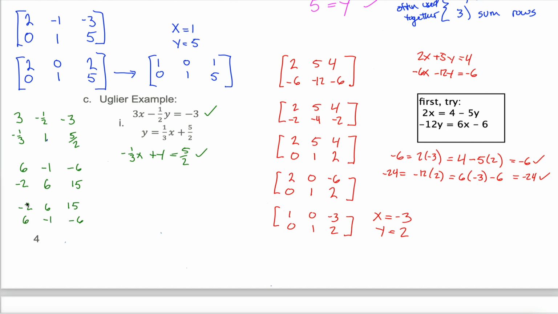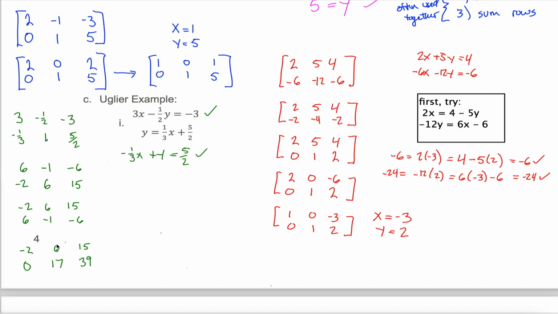Anyways, how would I get a 0 in this spot? Well, I'd leave my first row completely alone, -2, 6, 15. And then to get rid of this 6, I want to take this row and add 3 times this row. 6 plus 3 times -2 will give me the 0 that I want, which goes in this spot right here. 3 times this 6 gives me 18, and -1 plus 18 gives me 17. 3 times this 15 gives me 45, and 45 plus this negative 6 gives me 39. Ugh, ugly numbers. Yeah, this was meant to be a really ugly example.